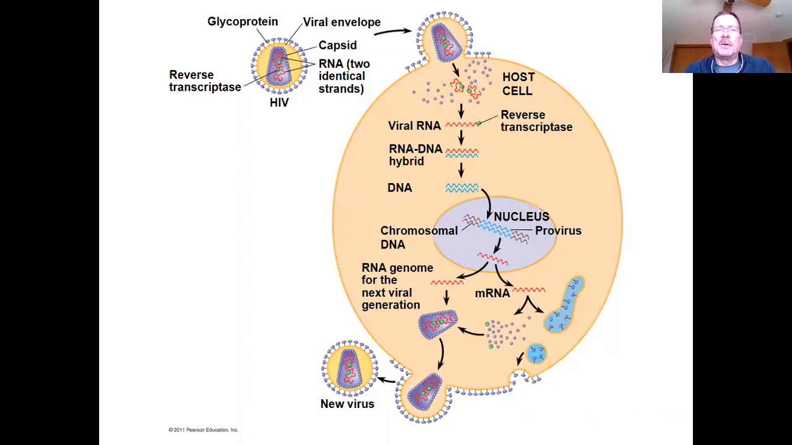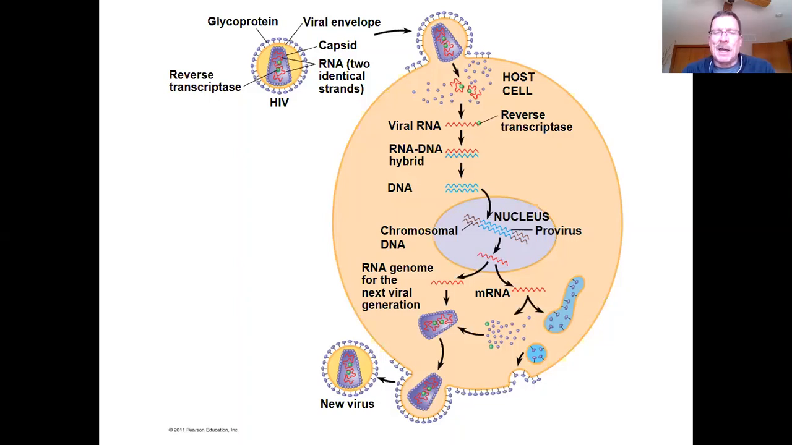And here's a picture that I got from your book, and you can see that it's being brought in by endocytosis or binding to certain sites. And the capsid breaks down, and there's the host cell. And then you can see that the viral RNA, with the reverse transcriptase that it brought in, then makes an RNA-DNA hybrid, which then makes the DNA double-stranded in the nucleus, which then gets inserted. And then it is always there to reproduce and send off the new virus.